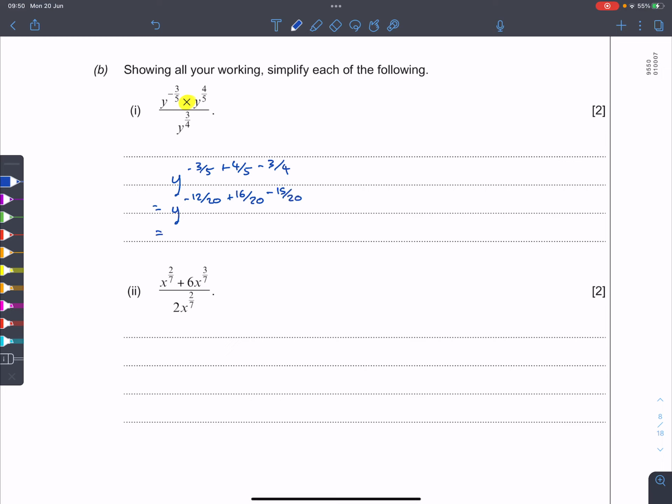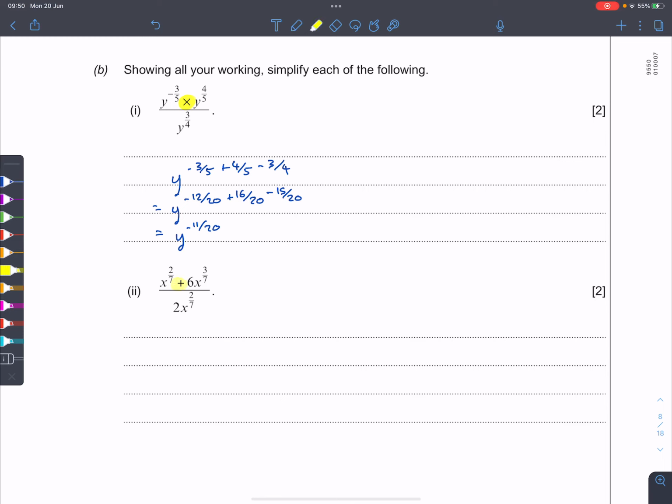And now it's a case of just doing this adding up. So negative 12 plus 16 is 4. Minus 15 is negative 11. So it's y to the negative 11 20ths.